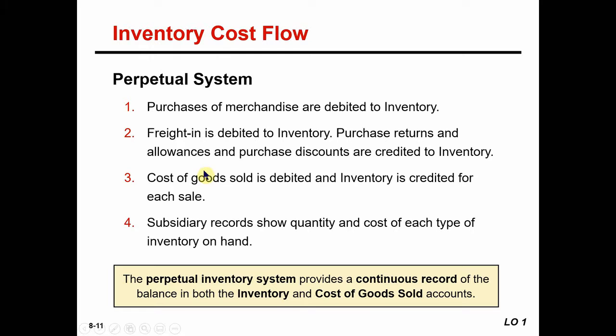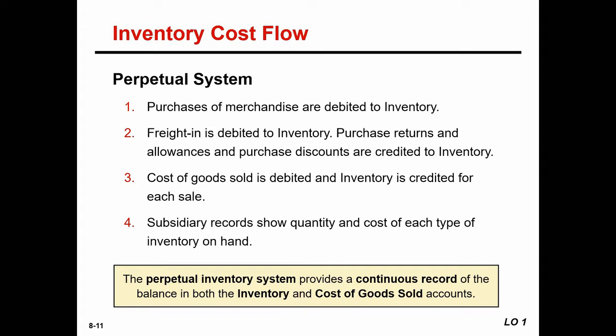Number 3, whenever we sell inventory in this system, the cost of goods sold will be debited and inventory will be credited for each sale. So we call it perpetual. Perpetual means continuous. So we have a continuous accounting for inventory. Every sale and every purchase or every sale return or purchase return will affect the value of inventory in our books. That's why we call it perpetual, because we account for inventory at each and every purchase or sale.